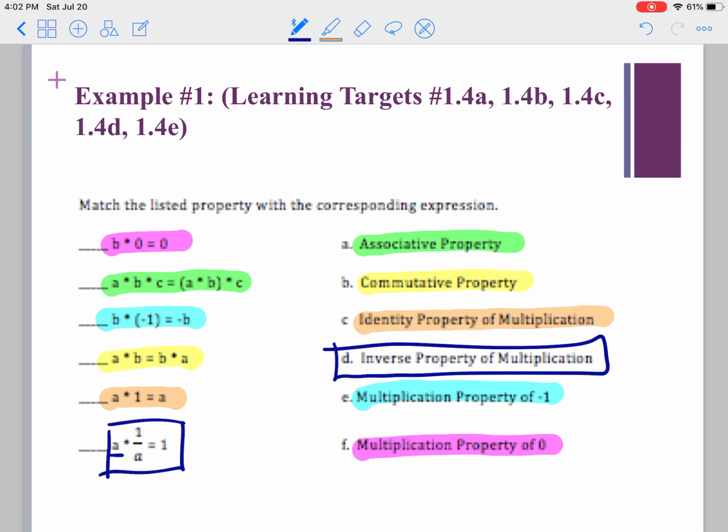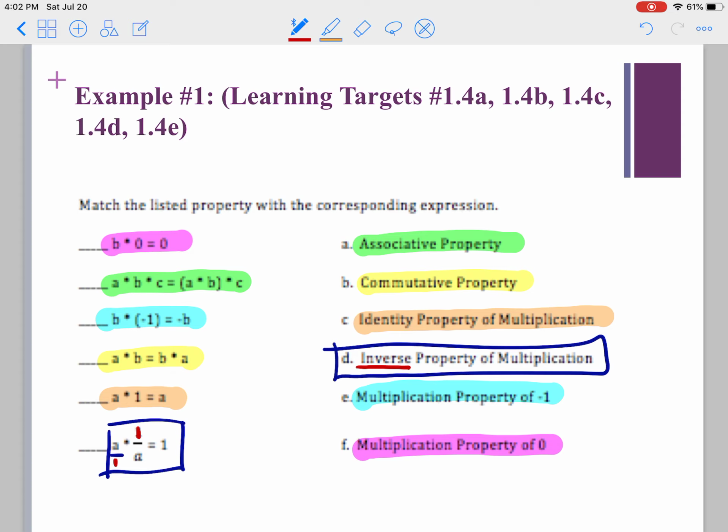Now, if we want to change this a to a fraction, we will put a 1 in the denominator. We know that this 1 is in the numerator, and when we change the numerator to the denominator and vice versa and multiply them, we have the reciprocal. Okay, we have the reciprocal that we're multiplying by the original number, and that is going to equal 1. Again, we're multiplying by the reciprocal, this word inverse referring to the reciprocal. And that is why we call it the inverse property of multiplication.